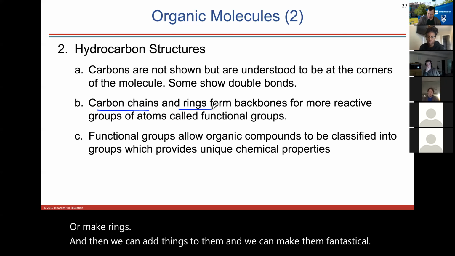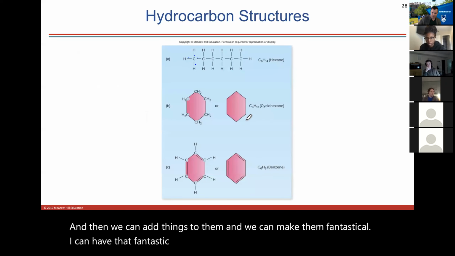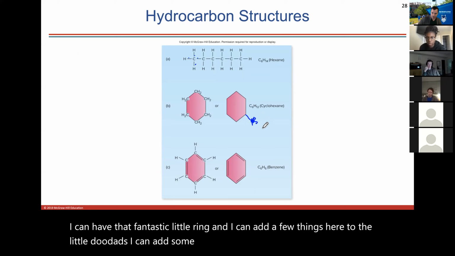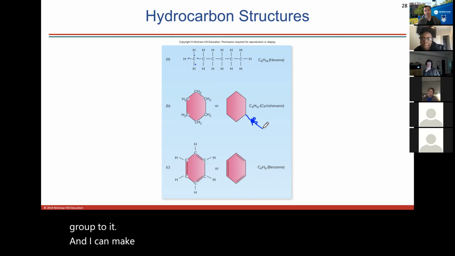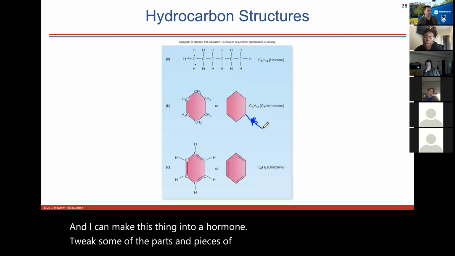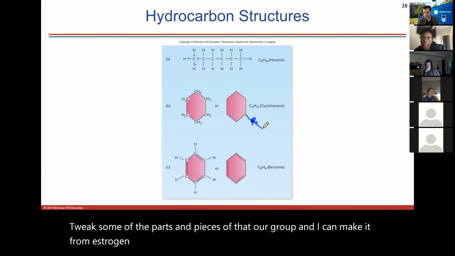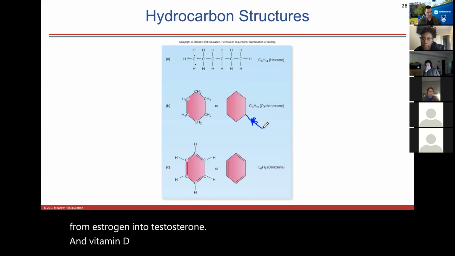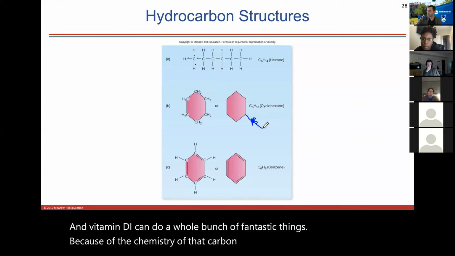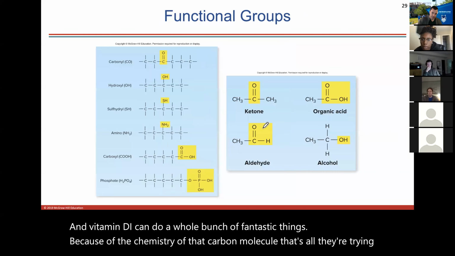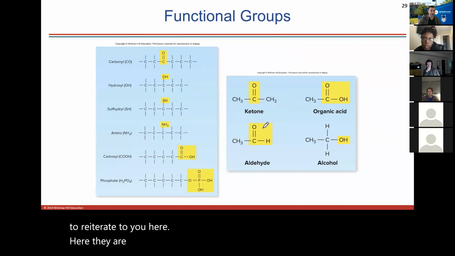I can have that fantastic little ring and add a few things to it. I can add an R group, a functional group. And I can make this thing into a hormone, tweak some of the parts and pieces of that R group, and I can make it from estrogen into testosterone, into vitamin D. I can do a whole bunch of fantastic things because of the chemistry of that carbon molecule. That's all they're trying to reiterate to you here. Here they're showing you a bunch of varied, fun, fantastic things.